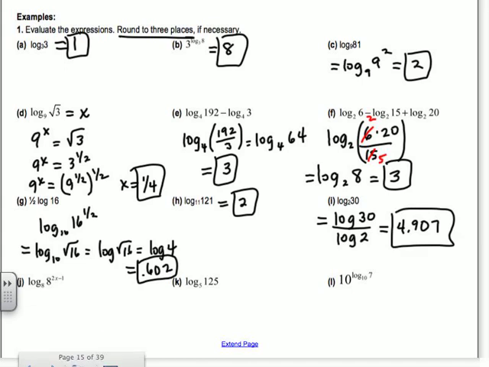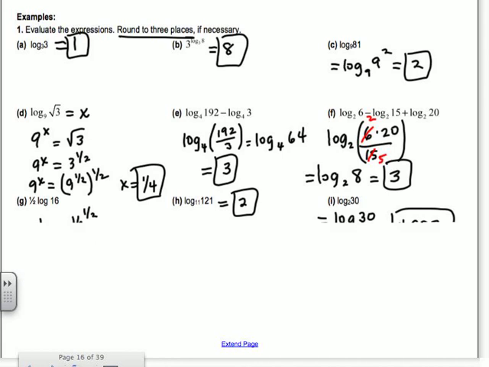J, log base 8 of 8 to the 2x minus 1. 2x minus 1, that's it. Next one. 3. Last one. 7. All right.